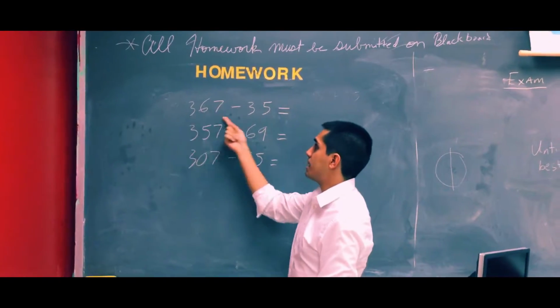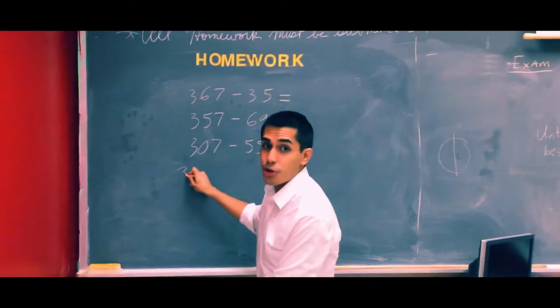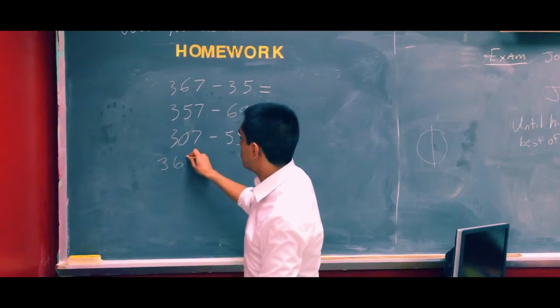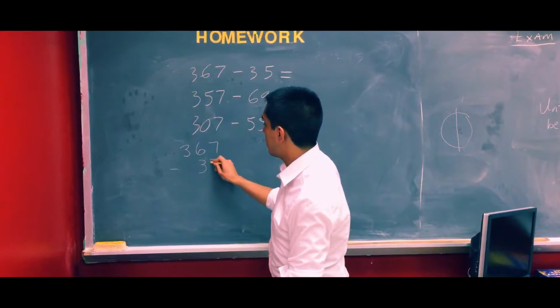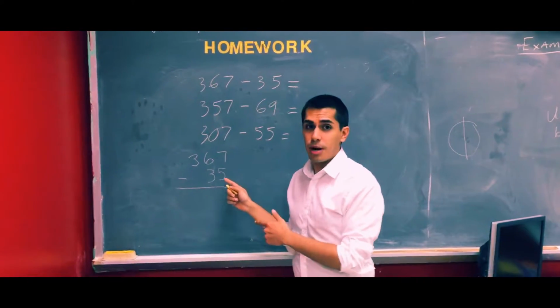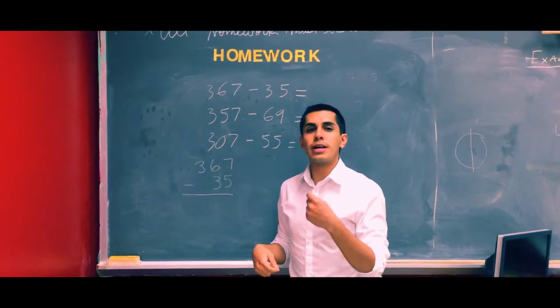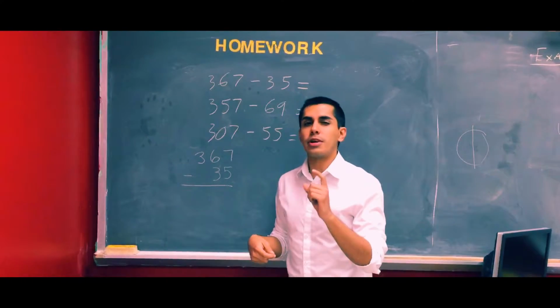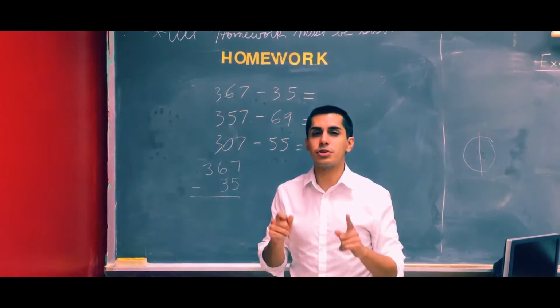Remember, whenever you see a problem like that on their assignment, just write it horizontally and make sure you line up the place values. So we have 367 minus 35. Now, even though this subtraction problem doesn't require them to borrow numbers, you always want to get into the habit of asking them whether they have to borrow or not. This will engage your student and keep them on their toes.